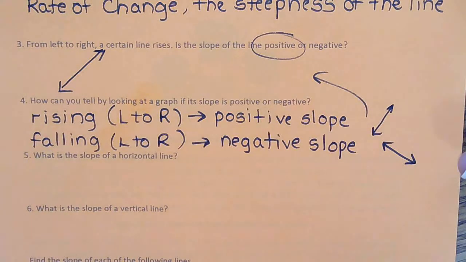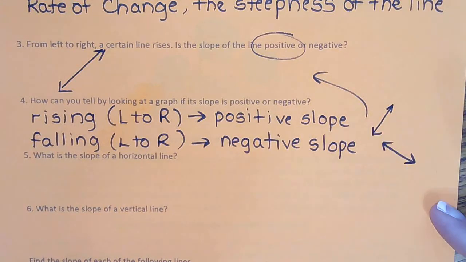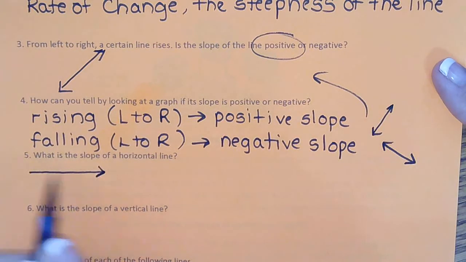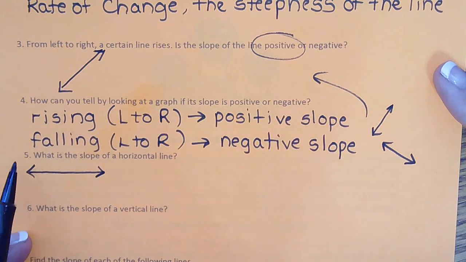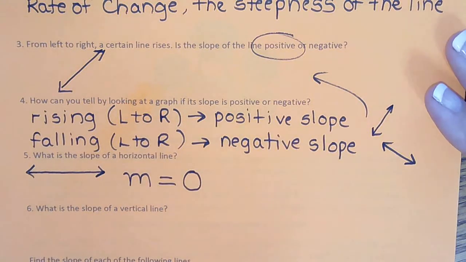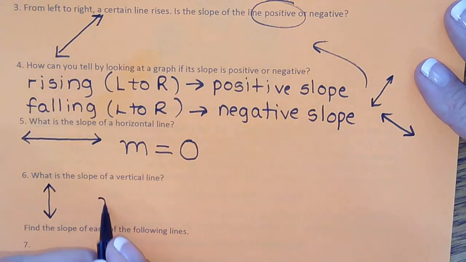So we had 4 different slopes we learned about in Module 6. We learned positive, negative, 0, and undefined. So we have the positive, rising from left to right. We have the negative, falling from left to right. What about a horizontal line? Can I ski on that? Yeah, but it's 0 fun. So slope is 0. Vertical line, can I ski on that? No, there's no skiing. So we call that undefined.